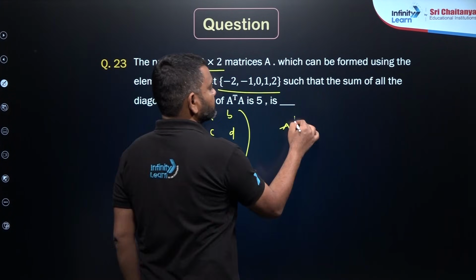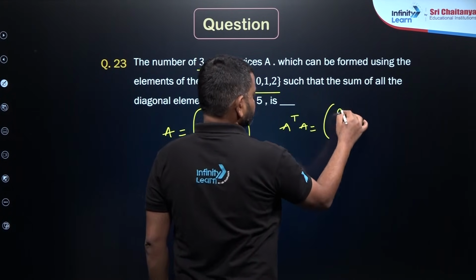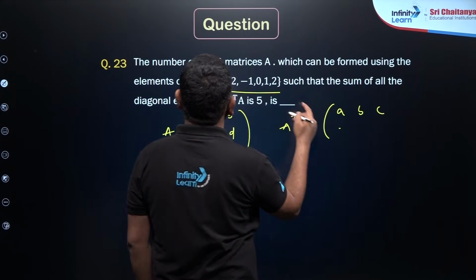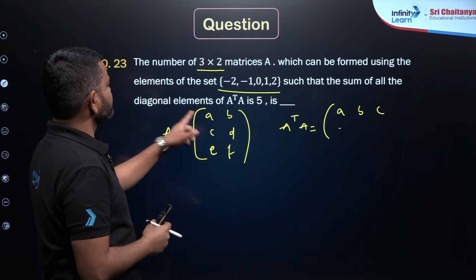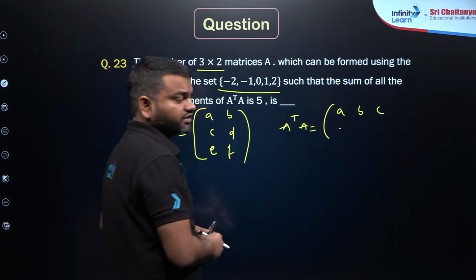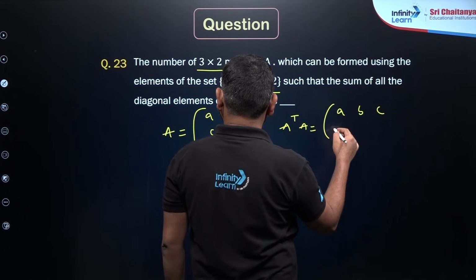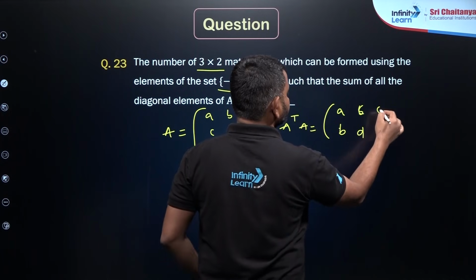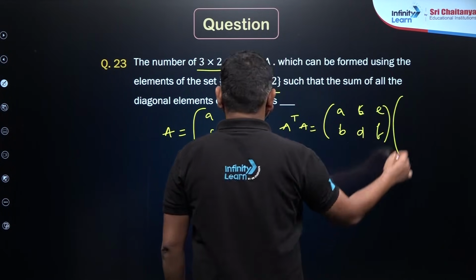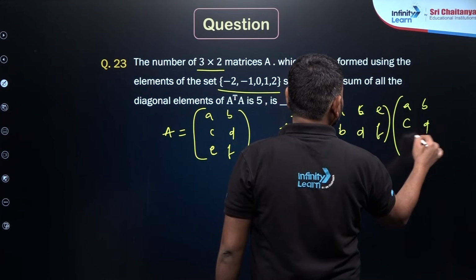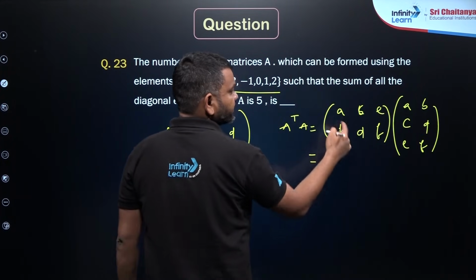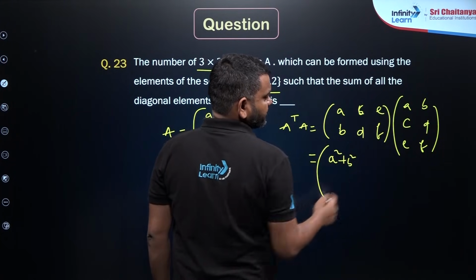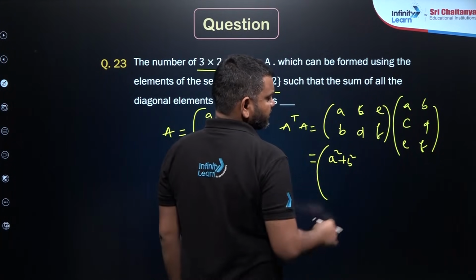Okay, so A transpose into A, if I am doing A, B, C, 3 rows, 2 columns, I wrote it correct, okay. A, B, C, transpose, A, B, this needs to be C, D, this needs to be E, F, and here I have A, B, C, D, E, F. So when I am writing this one, this is going to become A square plus B square. The remaining elements I am not worried about because I need only the diagonal.